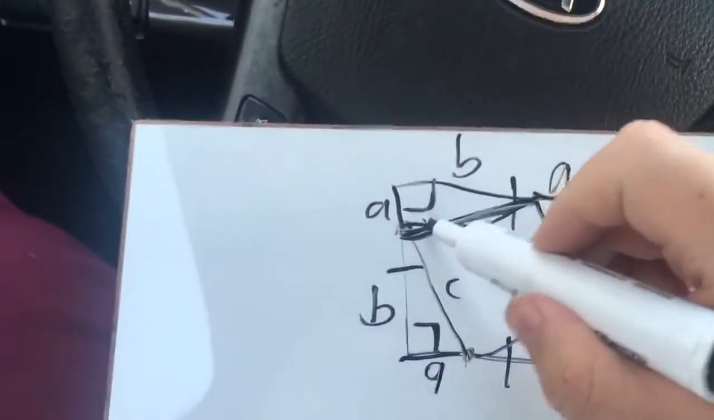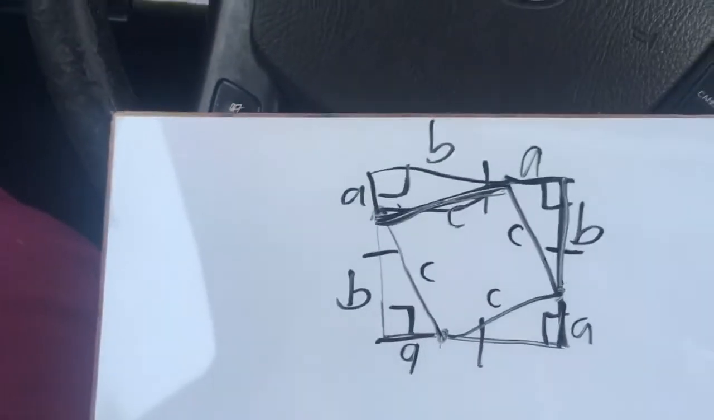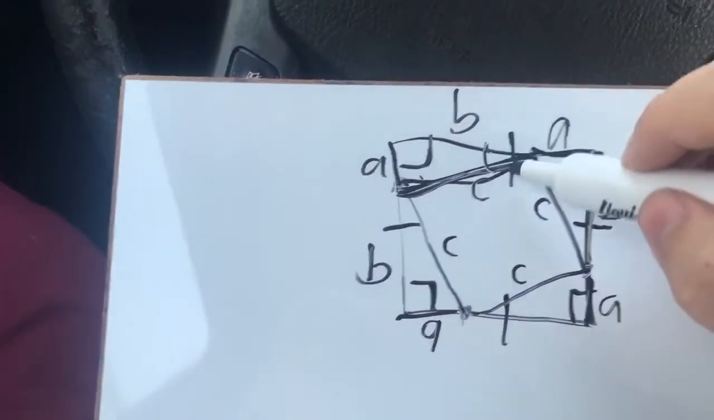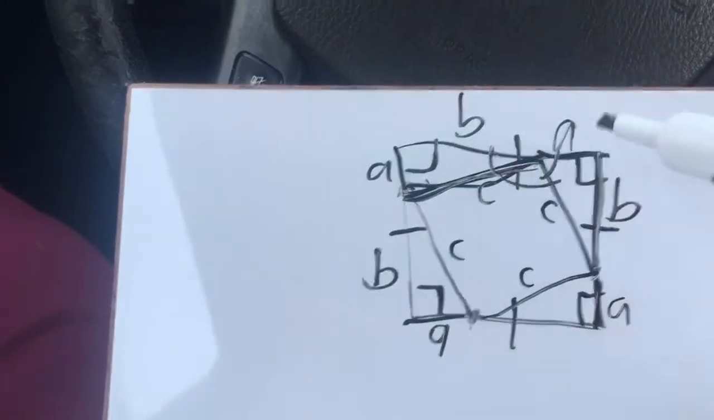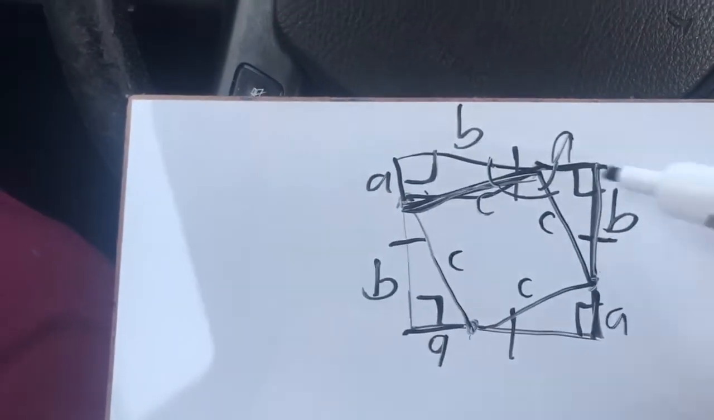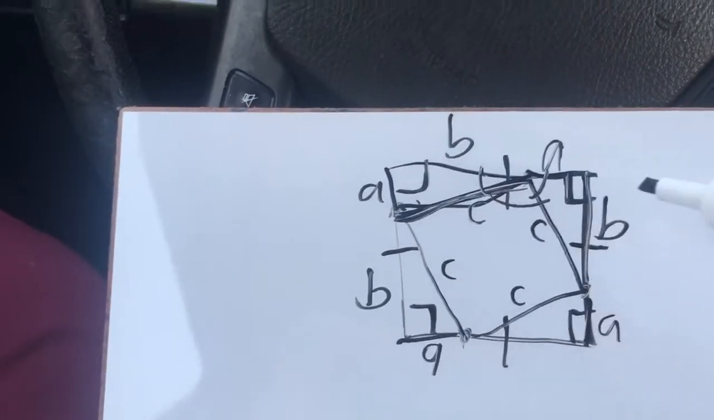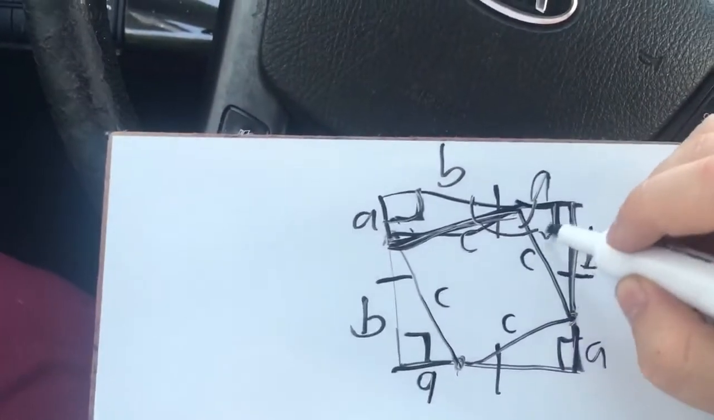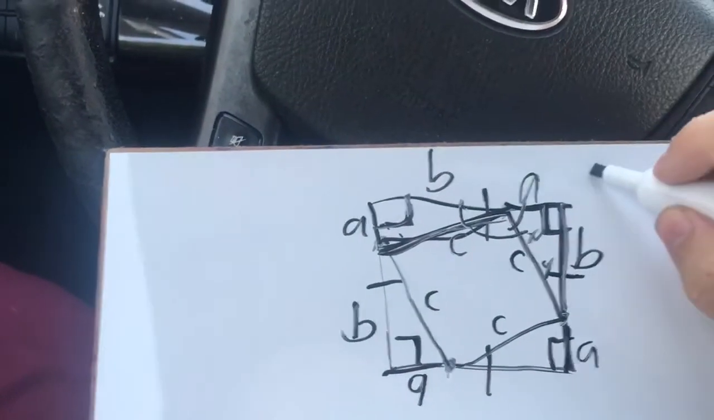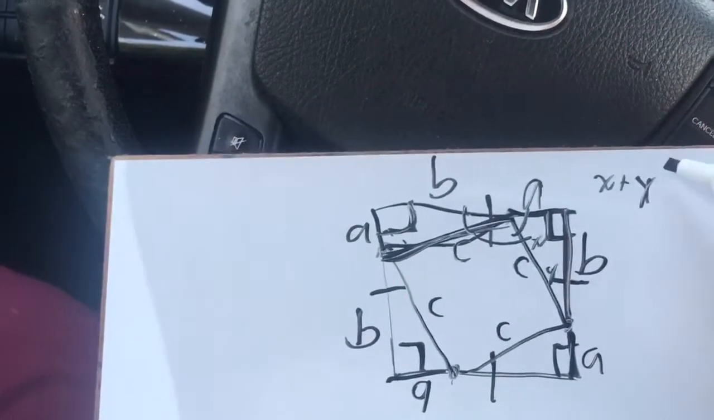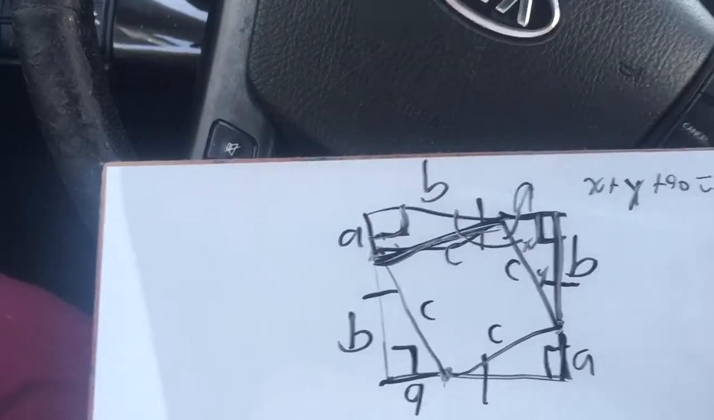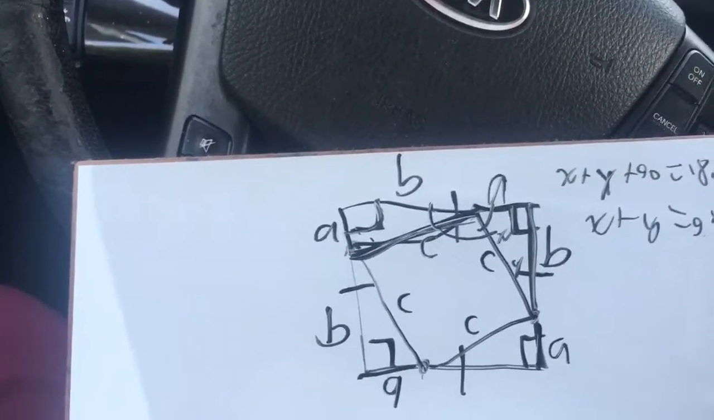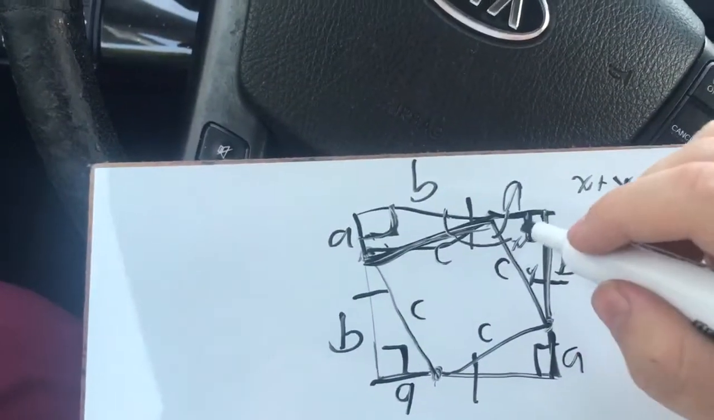I'm going to prove that this is a square. Let's see how I'm going to prove that this is a square. First of all, this angle plus this angle plus this angle equal 180. This angle is 90. This angle is 90. So let's call this angle X and this angle Y. So we have X plus Y plus 90 is equal to 180 degrees. Subtract 90 from both sides, we get that X plus Y is equal to 90.